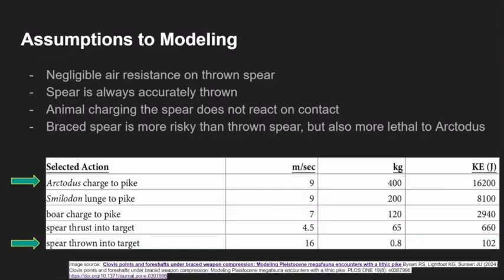For starters, we had to make some assumptions. First, we assumed that the air resistance on the spear while it's in the air is negligible. The spear is always accurately thrown. When we have a braced spear, the animal charging the spear does not react on contact, and a braced spear is more risky than a thrown spear, but also more lethal to an Arctodus. The reason we are mentioning an Arctodus is because in our research we found data shown in this table for an Arctodus, and we decided that that was going to be a more interesting project than thinking about a mammoth. The two rows highlighted in this table are the two rows of data we use later in the project.